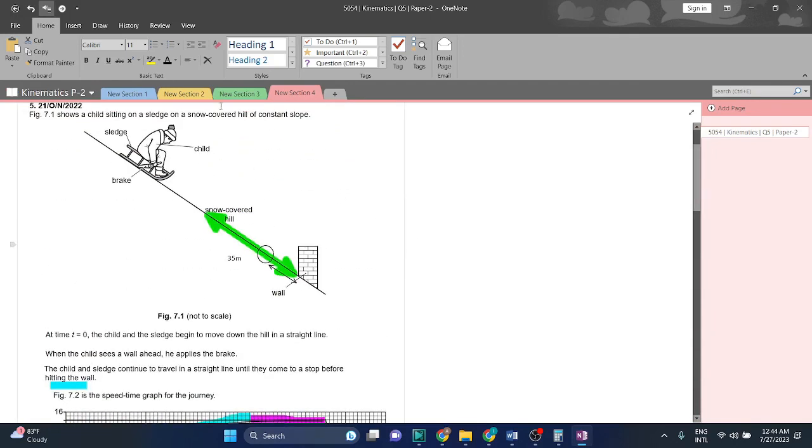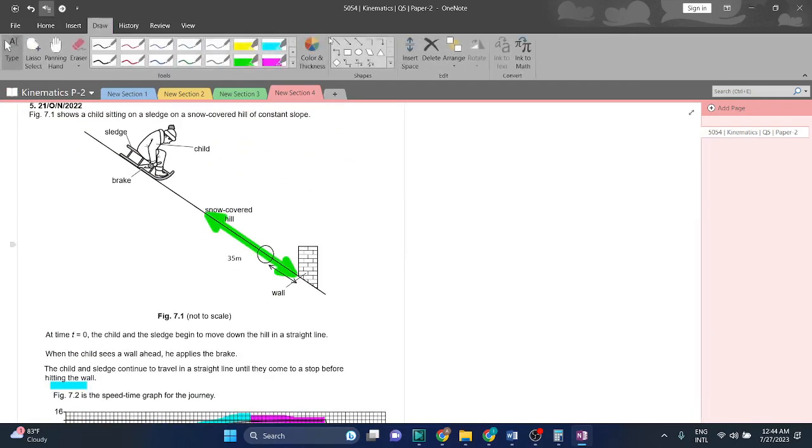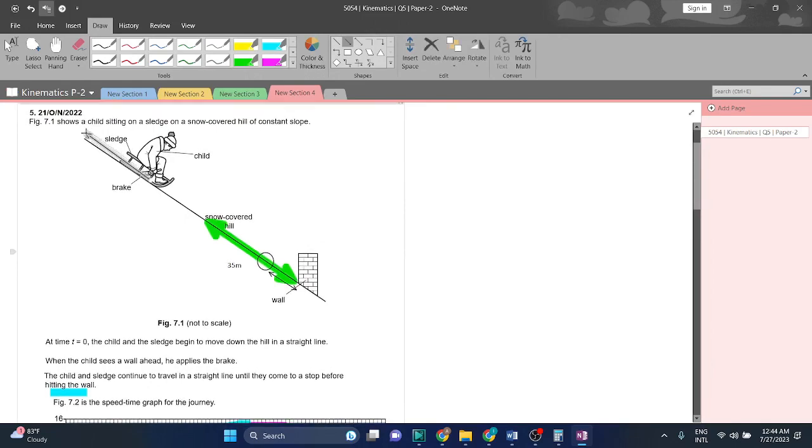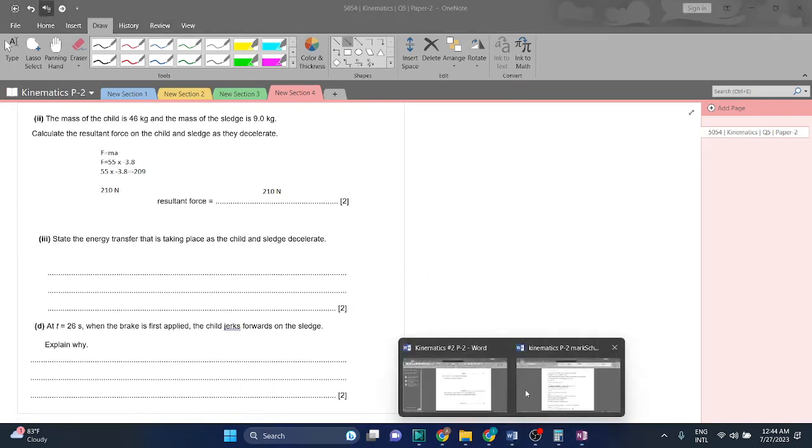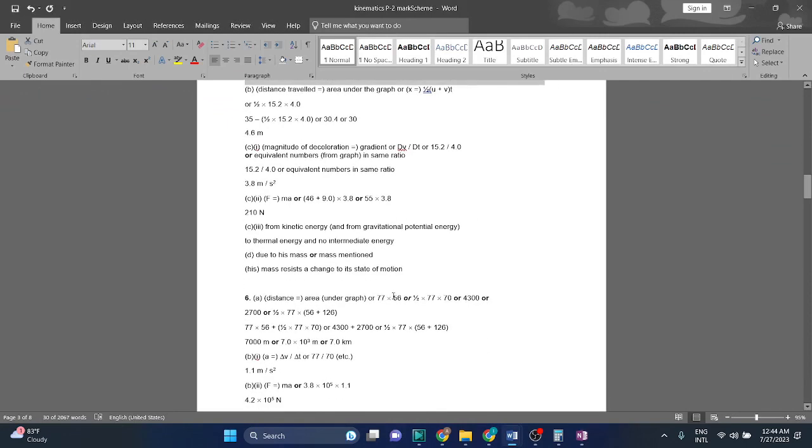And what does the frictional force do? This frictional force acts backwards, right? It's always towards the back. So it is turning the kinetic energy into frictional, and by frictional I mean heat, from kinetic energy and gravitational energy to thermal and no intermediate energy. So that is the right answer.